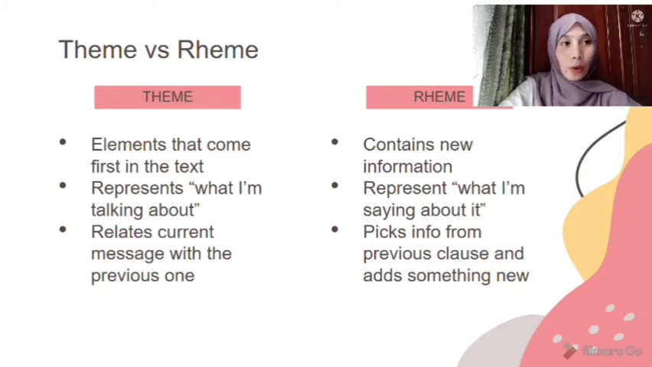As I said before, the theme is the topic of a clause. It is the element that comes first in the text. It is also the element that represents what I'm talking about. When it comes in the middle of the text, themes relate to the previous clauses in the text. So, theme is the topic of the conversation if we talk, or the topic of the text if we read a text.